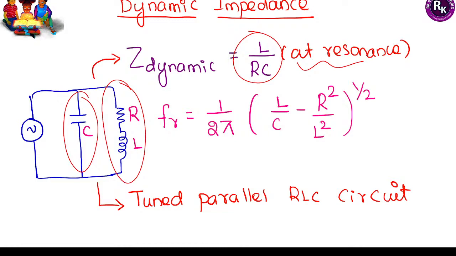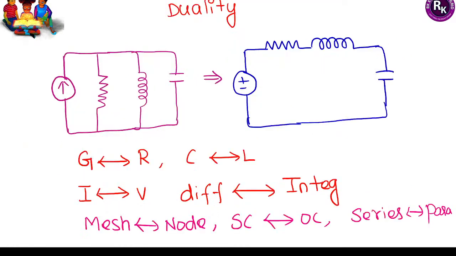If somebody asks you to calculate the dynamic impedance, it means they are talking about the coil connected in parallel with the capacitor, the tank circuit. We also call this a tuned parallel RLC circuit. For this, this is the formula to obtain the resonant frequency. Okay, next. I hope you understood all this.